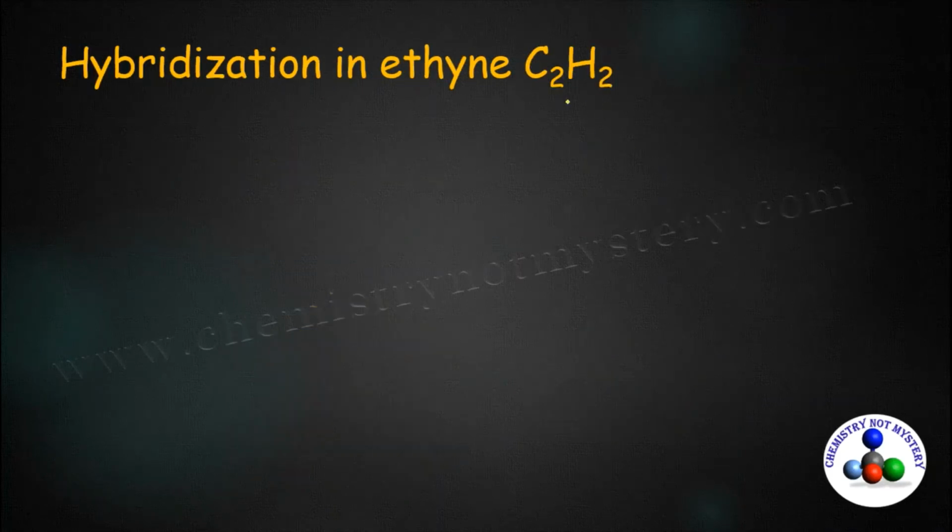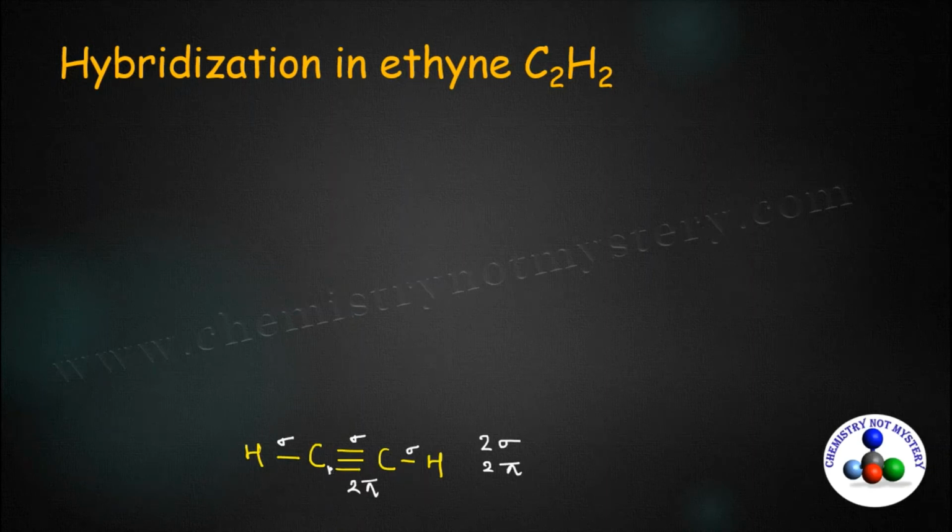Now let's see the hybridization of ethyne. First of all, draw the skeletal structure for ethyne. Ethyne is an example of alkyne. So it contains a carbon-carbon triple bond and each carbon is bonded with one hydrogen. And as you know, single bond is formed by the sigma bond and triple bond is formed by 1 sigma and 2 pi bonds. So here each carbon is bonded with 2 sigma bonds and 2 pi bonds. And as we have discussed, hybridization is applicable to the central atom only.